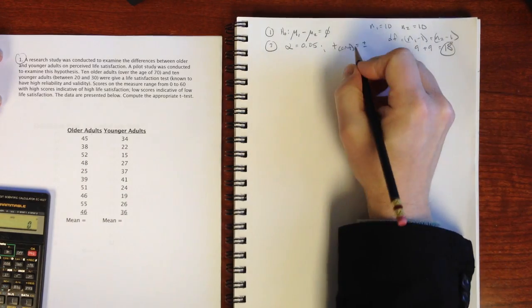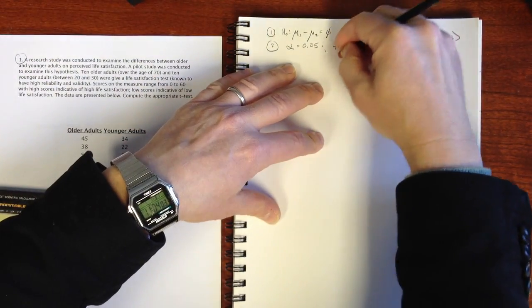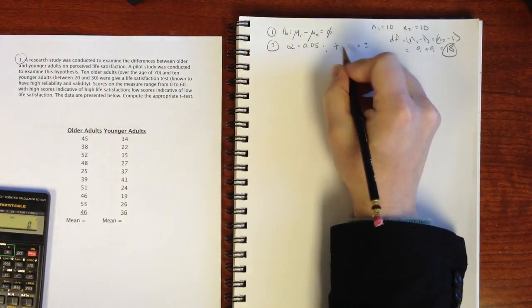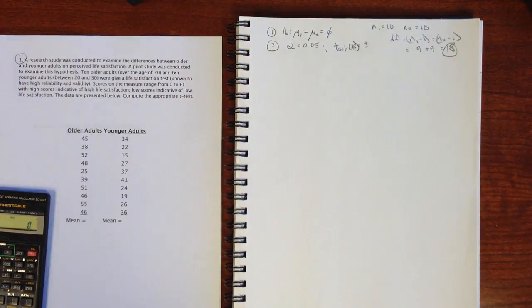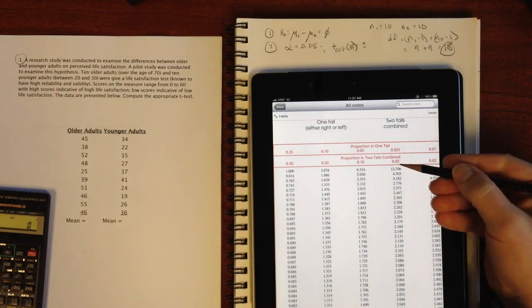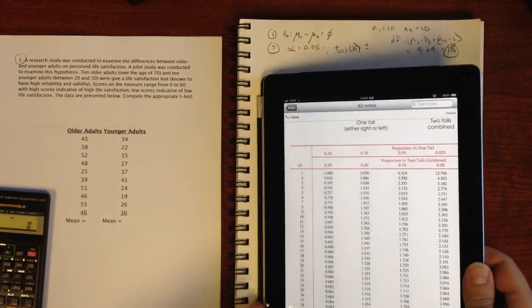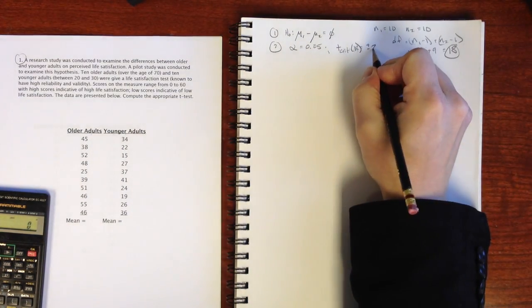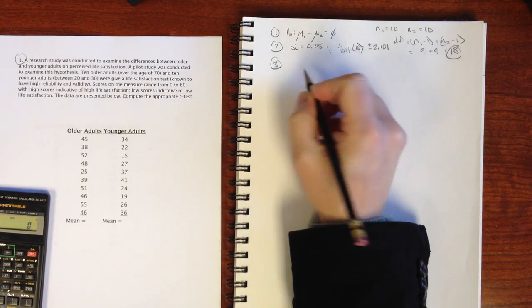Now that I've got my degrees of freedom, the critical value for t for 18 degrees of freedom, right? I'll just look up my handy t-table right here, and I can see that for two tails combined, 18 degrees of freedom, that's 2.101. Alright, 2.101. Step 3 is to calculate the statistic.